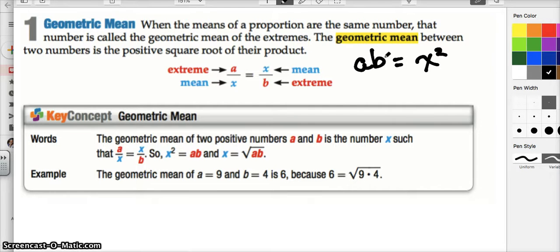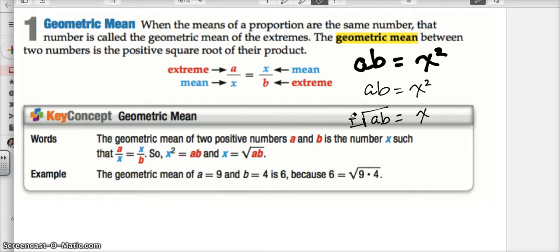Let me make this point a little bit finer. So if the product AB is equal to X squared, if I have to solve for X, I'm going to take the square root of both sides. And so when I do that, X is equal to the square root of AB. If I were teaching an algebra class, I would totally tell you that X is equal to plus or minus the square root of AB, but since we are dealing with geometry and real lengths, we're not going to have a negative length, so the geometric mean is going to be positive.